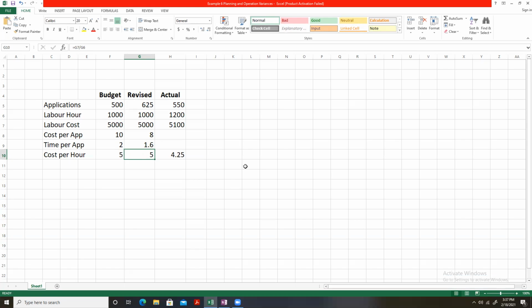Revised standards are something that sit in between budgeted and the actual. That's why I have taken the middle column of the three columns for the revised standards. I am again repeating the same point that I told you earlier in this video: for planning variance, we need to compare budget with the revised, and for operational we need to compare revised with the actual. So let me calculate planning variance in front of you.